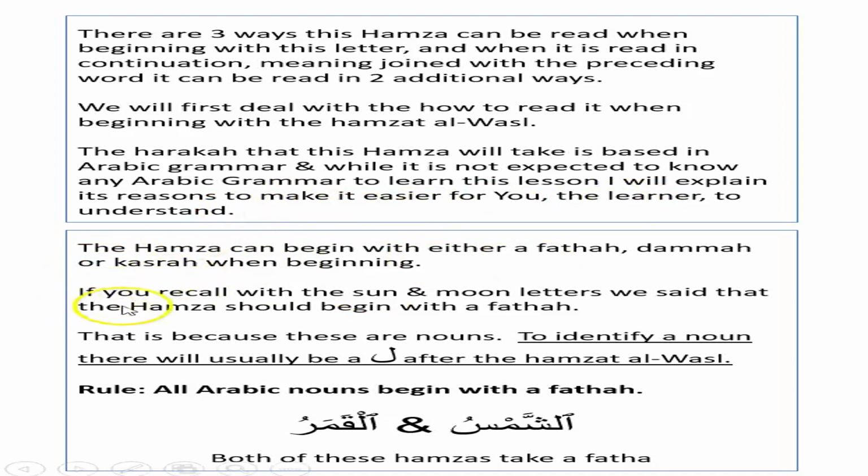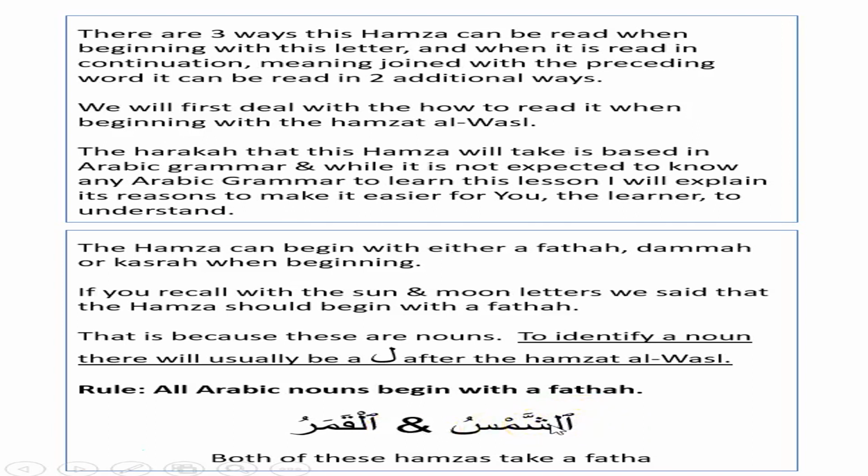If you recall, with the sun and moon letters lesson, we said that the Hamza should begin with a fatha. That is because these are nouns. To identify a noun, there will usually be a lam after the Hamzat al Wasl. Just like in ash-shamsu and al-qamaru, both of these Hamzas take a fatha, and the clue for that is this alif lam. If you see an alif lam, and then normally at least 3 letters after it, sometimes 4 or 5, then this will take a fatha.